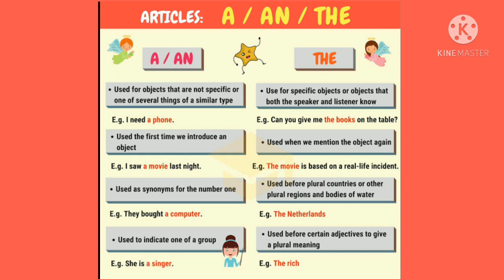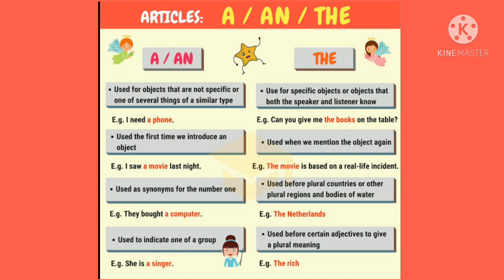Call a student from the class. So when I say call a student from the class, it indicates one of a group, whereas the is used before certain adjectives to give plural meaning. When we say the rich, the poor, the brilliant, the clever, we use the article the. So a and an are indefinite articles and the is a definite article.